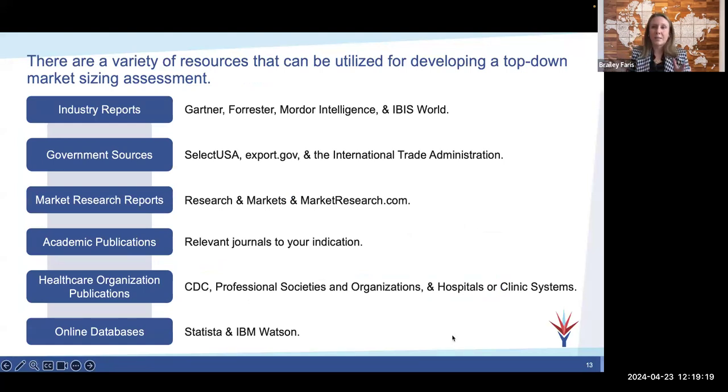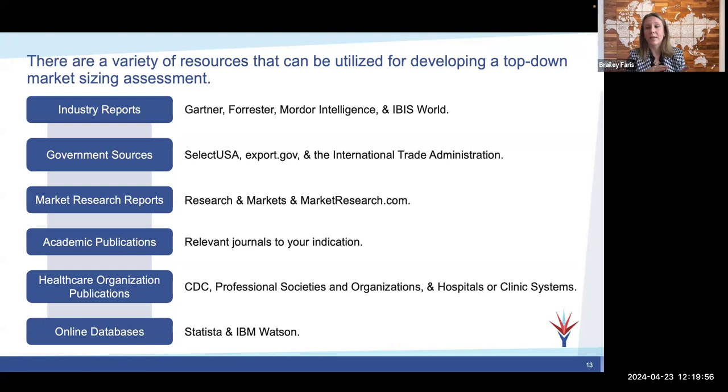Now, when you're conducting the top-down approach, there are a variety of resources that can be utilized to actually gather the market data. And some of these resources include industry reports, government sources, market research reports, academic publications, healthcare organization publications, which could include anything from CDC data, professional societies and organizations that are relevant to your indication, or hospitals and clinic system publications such as the Mayo Clinic. And then there are online databases such as IBM Watson.